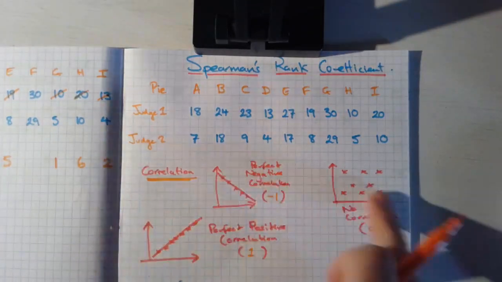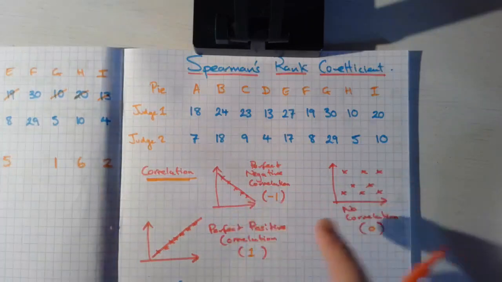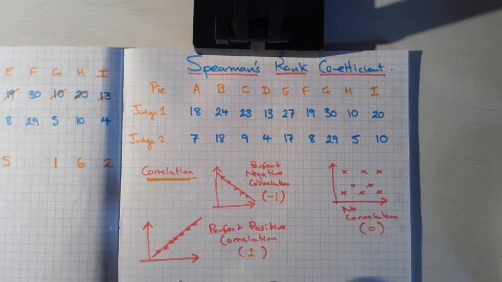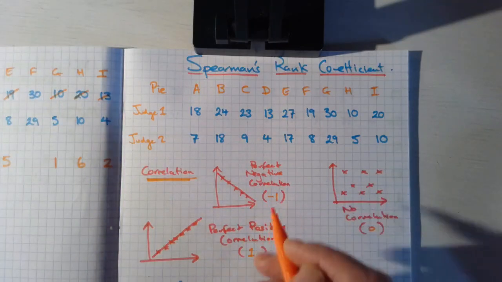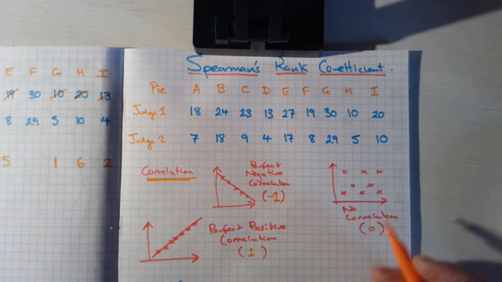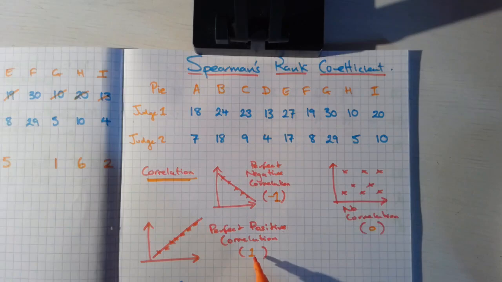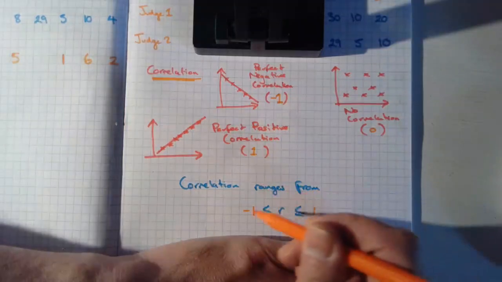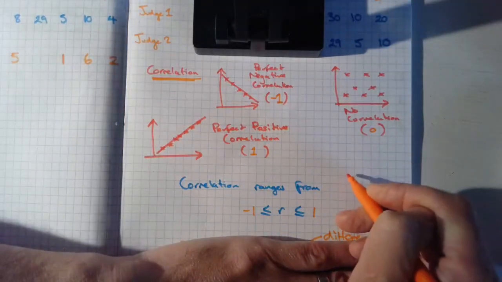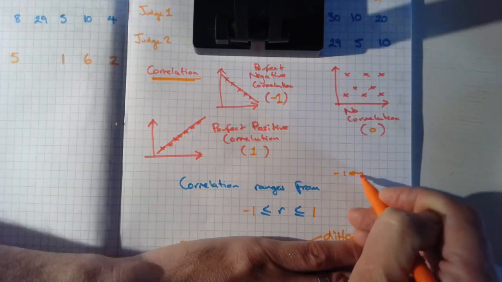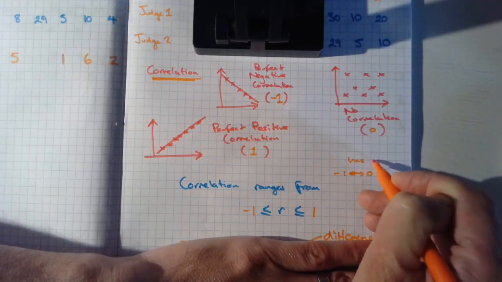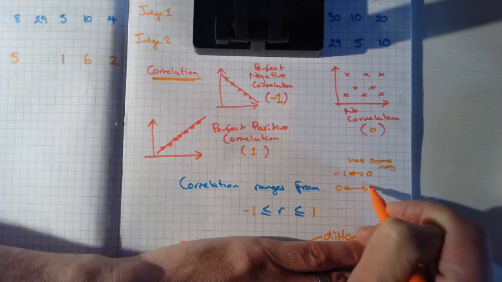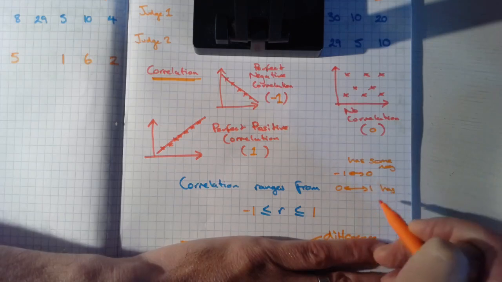Now you could plot this on a correlation graph, and we could see whether or not the crosses form a negative correlation or no correlation or perfect correlation. But what we have to understand is that a perfect negative correlation is assigned a numerical value of -1. No correlation is 0, and perfect correlation is 1. What that tells us is that correlation ranges from -1 to 1. Anything between -1 and 0 has some negative correlation, and anything between 0 and 1 has some positive correlation.